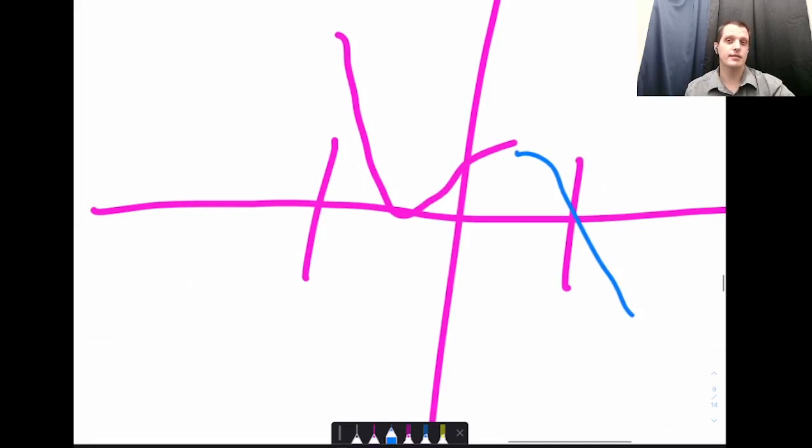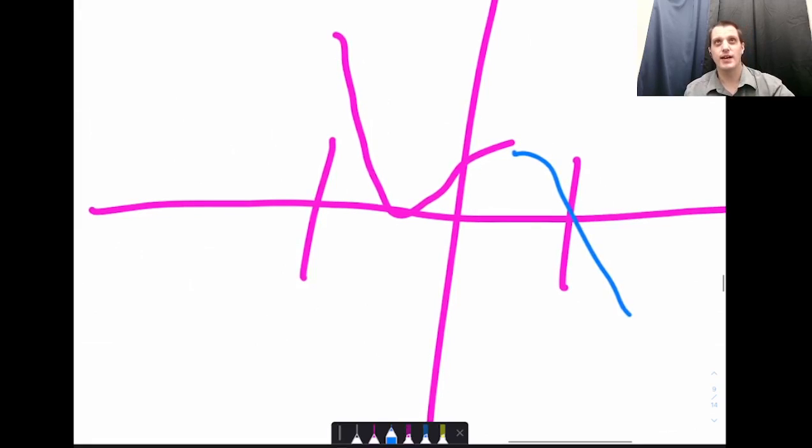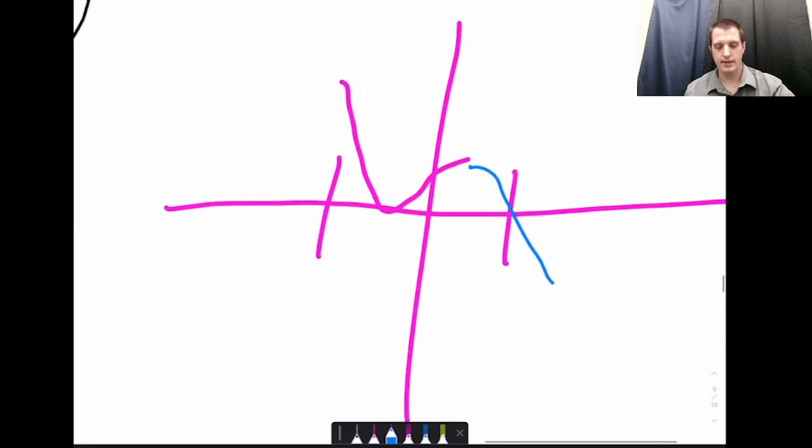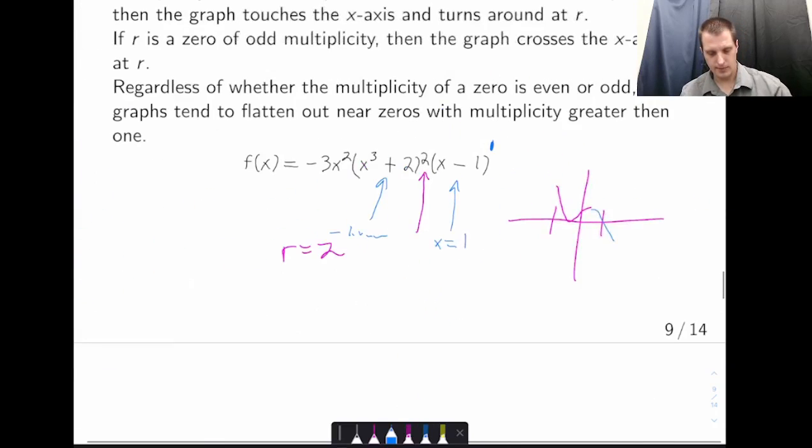But if we had a 0 which was to the 3rd or 15th power, it would kind of flatten a bit. It wouldn't go straight through the line. All right, moving on.